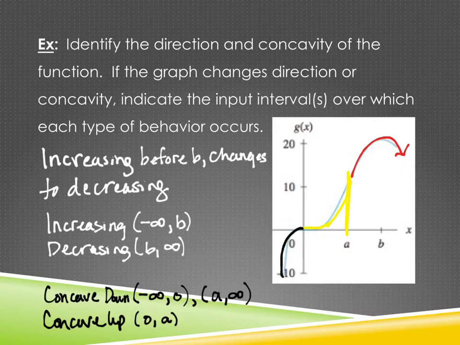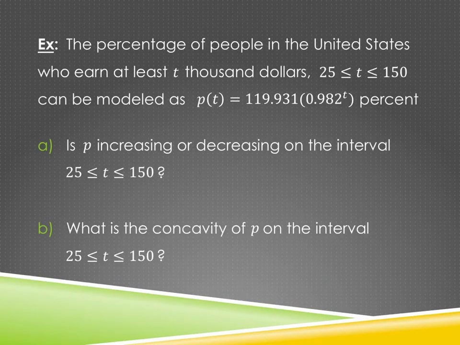Let's take a look at one that doesn't have a visual for it, but it has an equation instead. The percentage of people in the United States who earn at least $10,000, so between $25,000 and $150,000. That's what that 25 to 150 is telling you. Can be modeled by P of T equals 119.931 times 0.982 to the T percent. It asks, is P, the function, increasing or decreasing between 25 and 150?